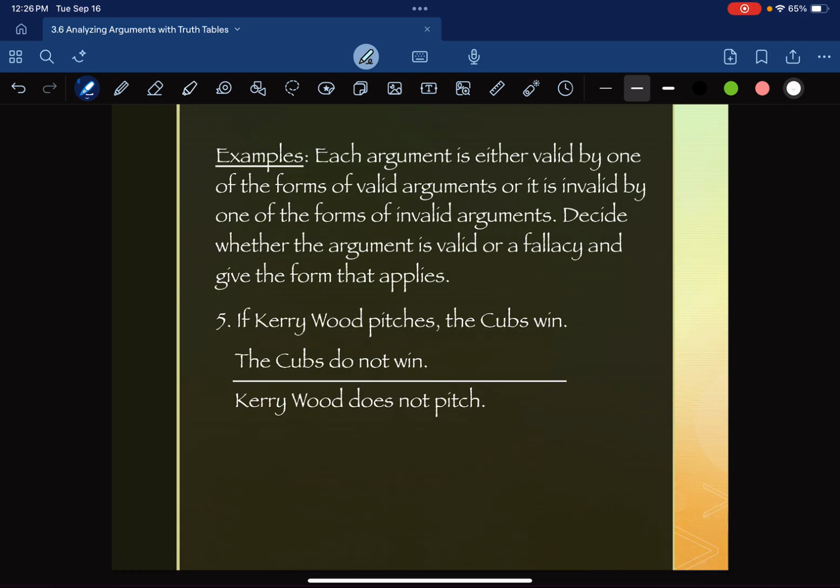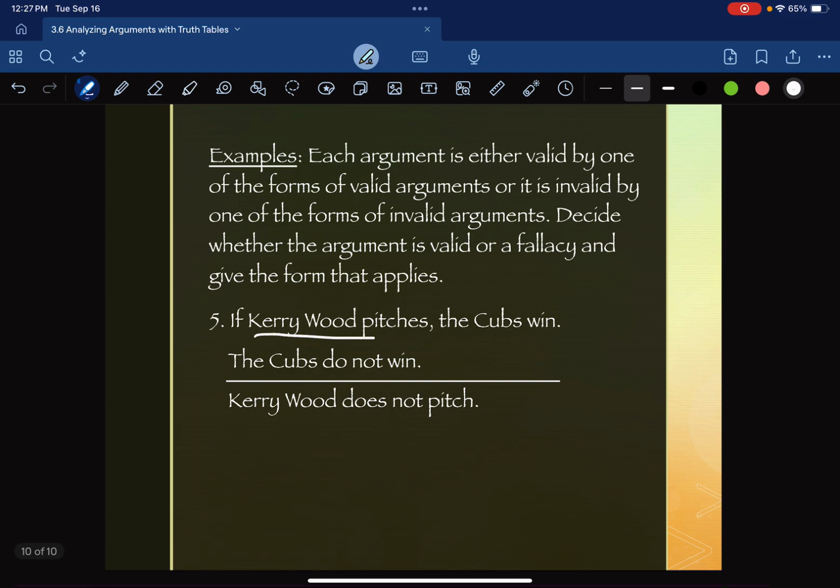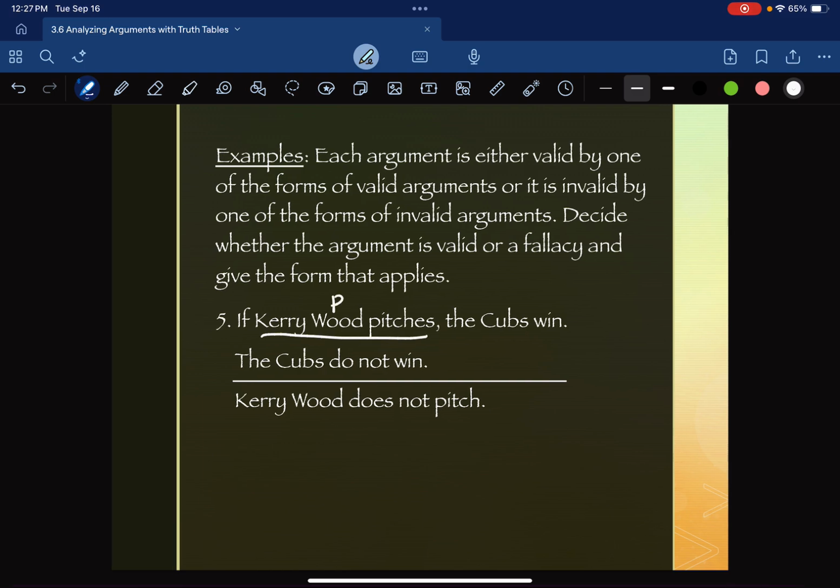Let's try another one. If Kerry Woods pitches, the Cubs win. The Cubs do not win. Therefore, Kerry Woods does not pitch. So Kerry Woods pitches right here would be P. The Cubs win would be Q. And again, there's an understood then here.